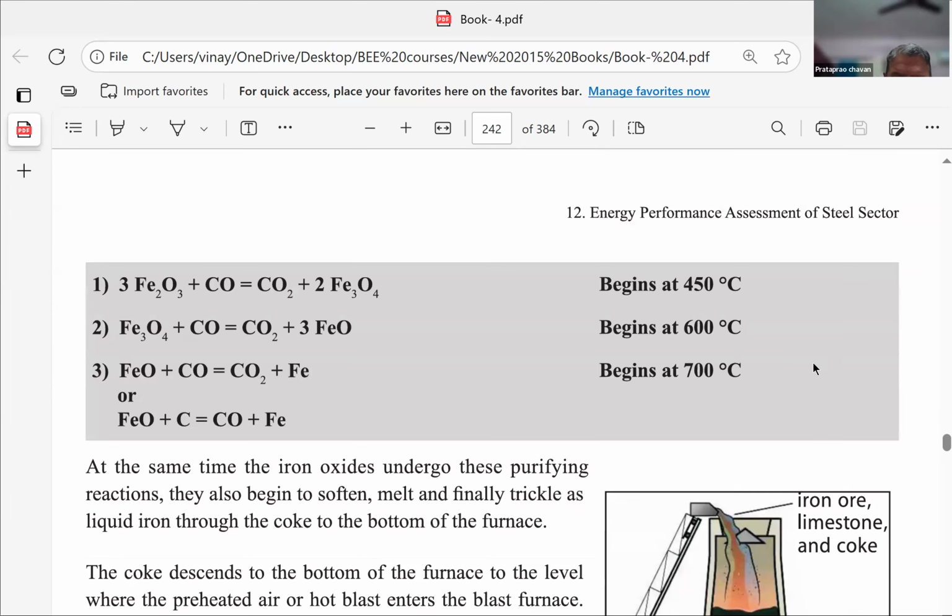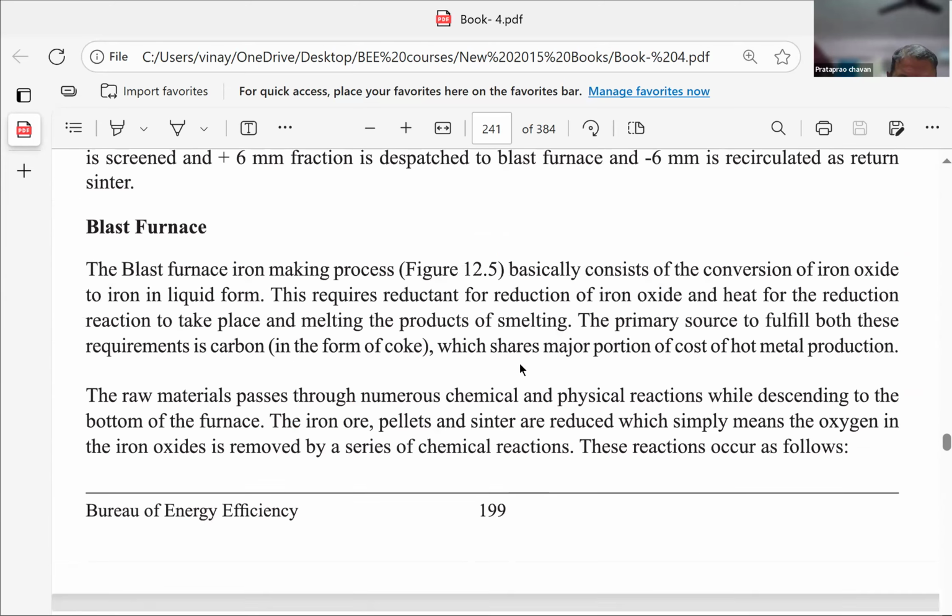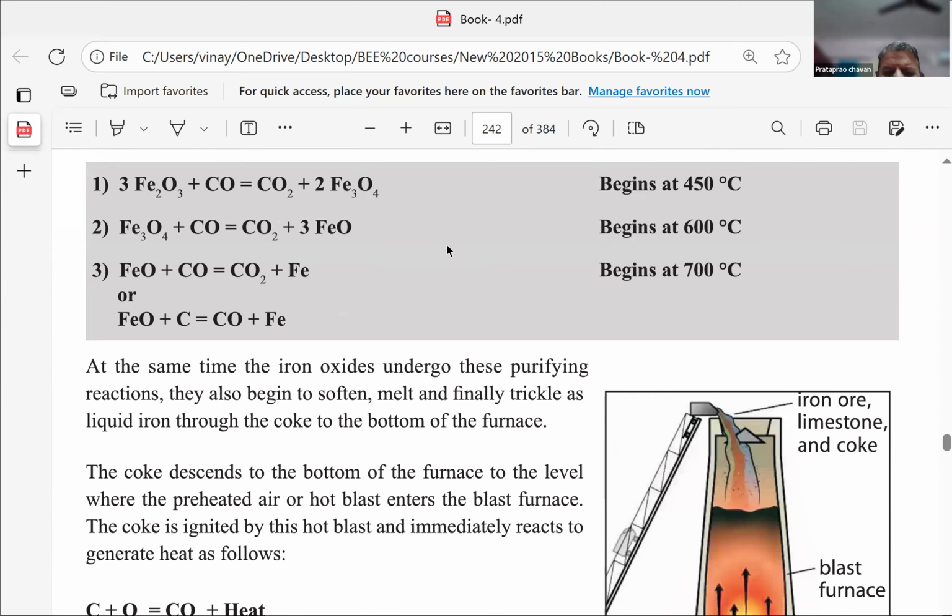I have already explained. Now, what happens in the furnace is the reduction. What do you mean by reduction? Let us understand. The original feeder material that is going into the blast furnace is a mixture of 3Fe2O3. You already know the elementary chemistry.